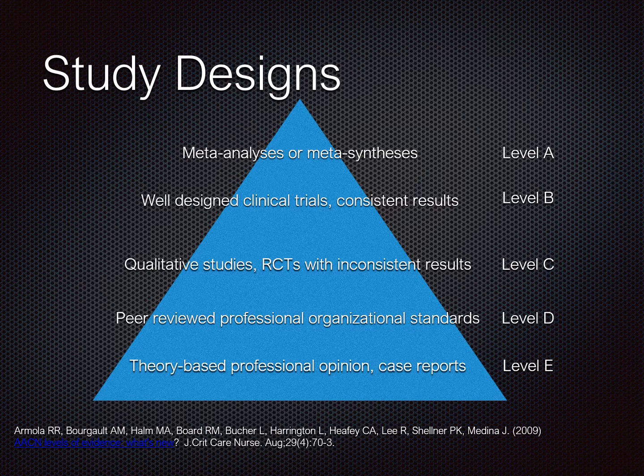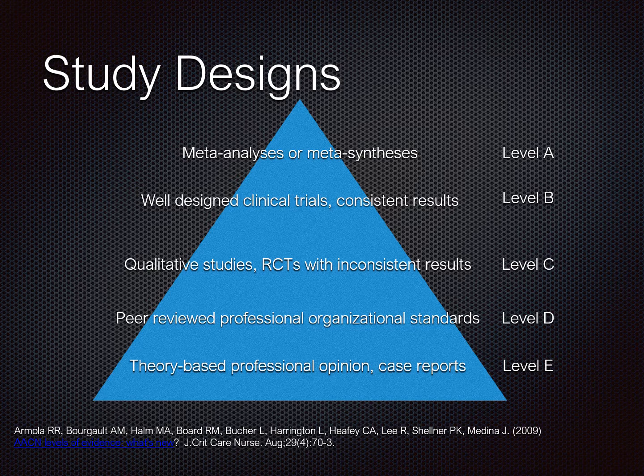Also in this level are randomized controlled trials with inconsistent results. So you may have a set of studies that show contrary results. You would dig deep into the methodology and the analysis to garner some understanding as to why there are contradictory results across studies. But if there's no other explanation, you're left with a level C level of evidence.